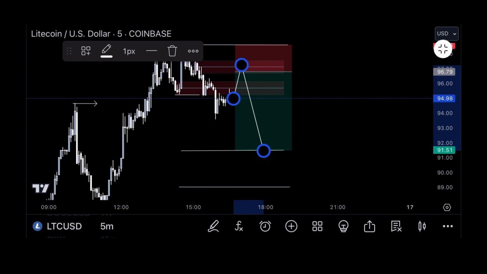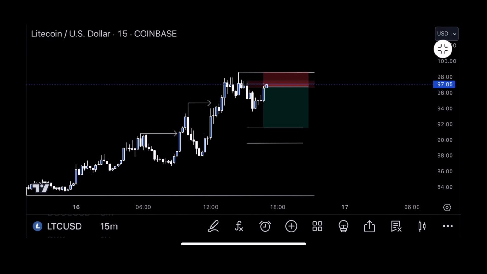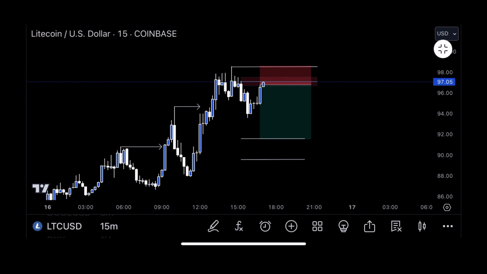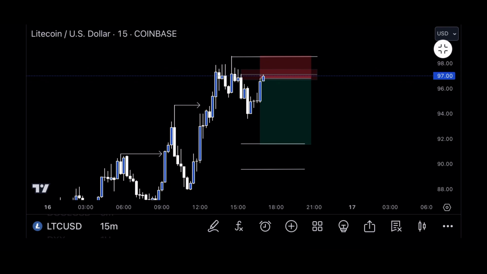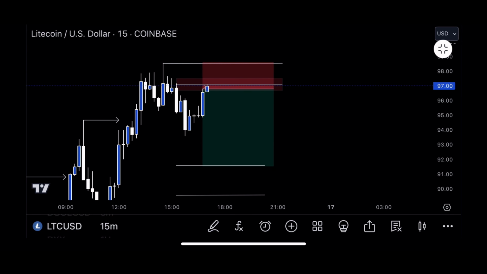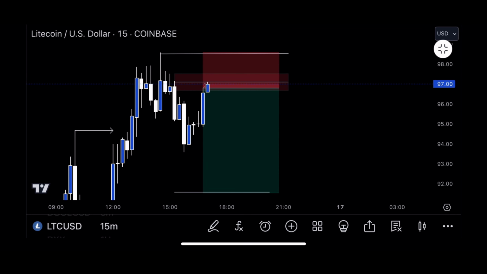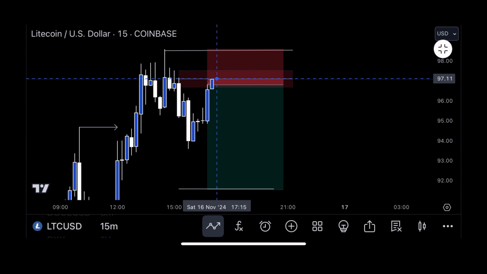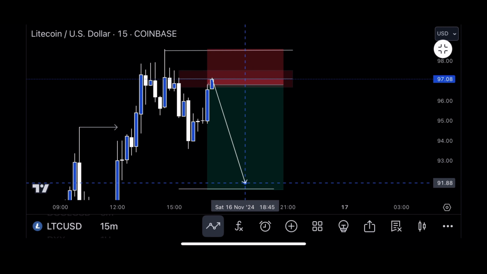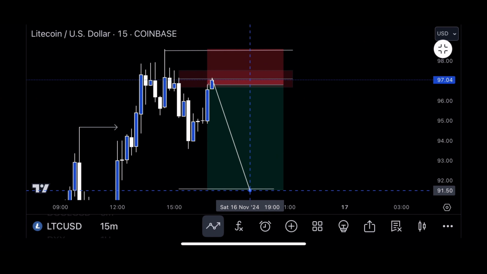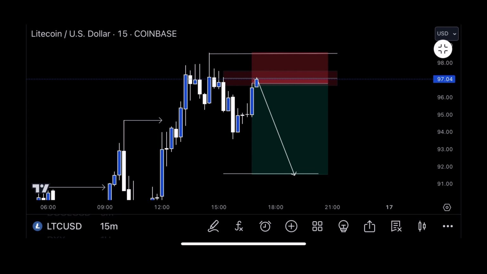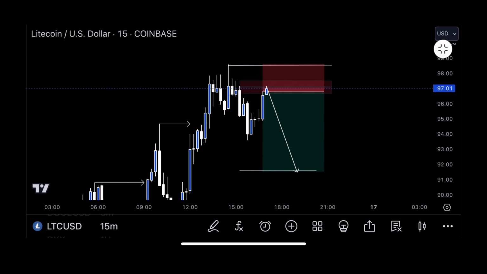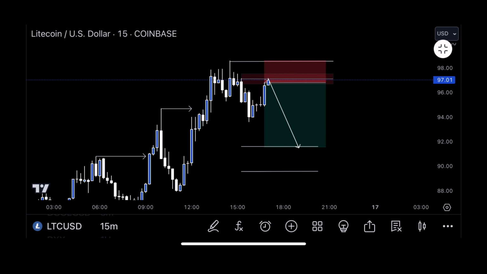I put my SL above the high, and my TP down at my fib extension area. So I'm expecting a downward movement. I'm expecting a downward move. It tapped in already. I came back to my chart. We're already in the market. So I'm expecting a pull down.